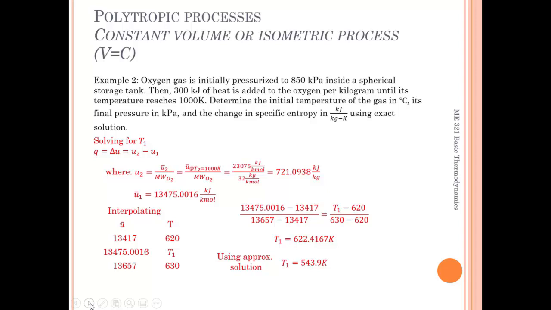Remember that the specific heat ratio of oxygen is equal to 1.399, and this is evaluated at 300 Kelvin. This means that as the temperature of the gas gets farther and farther from 300 Kelvin, the less accurate will be the answer that we are going to get from using approximate solution.